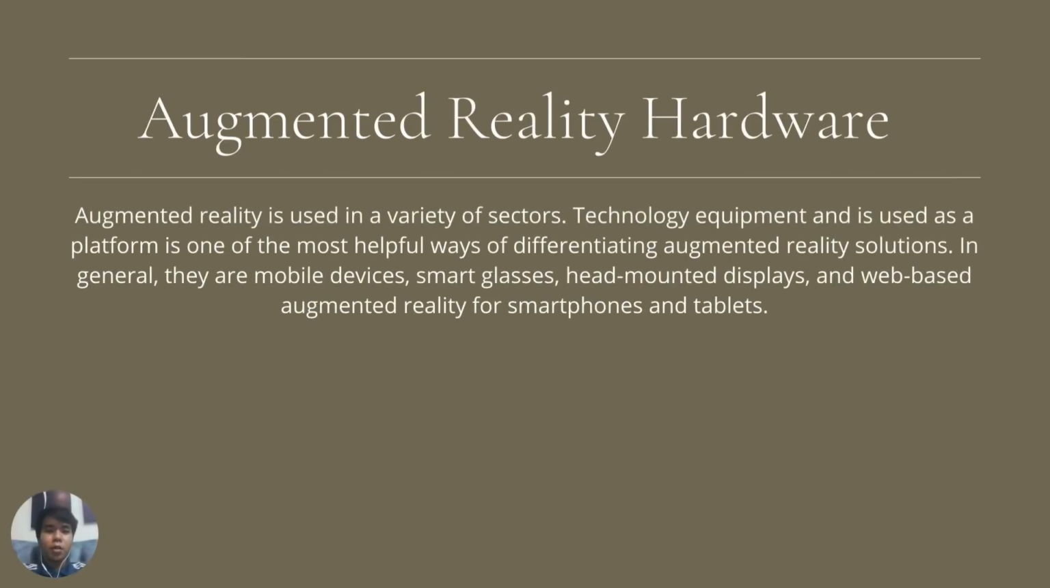Next, I will explain about augmented reality hardware. Augmented reality is used in a variety of sectors. Technology equipment and use as a platform is one of the most helpful ways of differentiating augmented reality solutions. In general, there are mobile devices, smart glasses, head-mounted displays, and web-based augmented reality for smartphones and tablets.